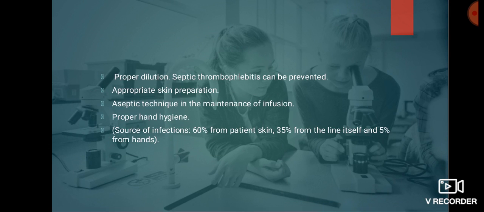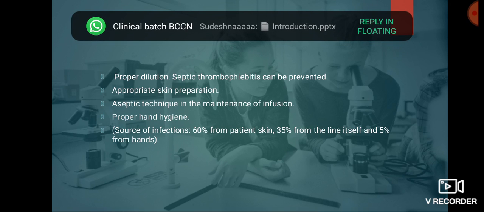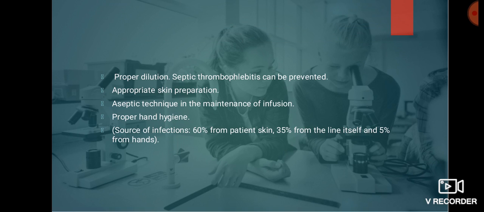Proper dilution. Septic thrombophlebitis can be prevented. Appropriate skin preparation: the skin should be prepared correctly. Aseptic technique in the maintenance of infusion. Proper hand hygiene should be maintained. The source of infections: 60% from the patient's skin, 35% from the line itself, and 5% from hands.